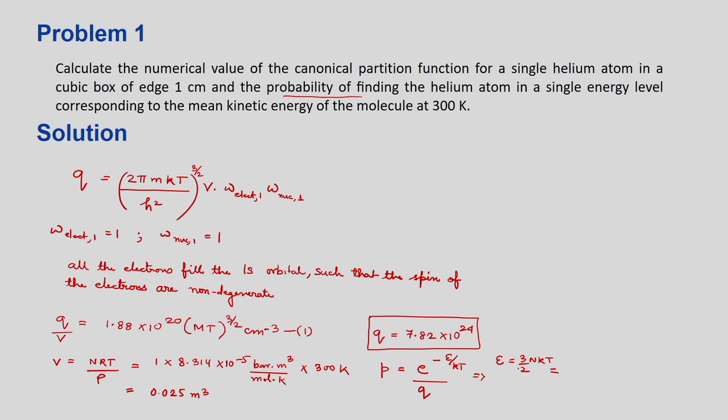So, you just substitute E by minus 3, this is 3 by 2 nkt. So, this will take the form minus of 3 by 2 nkt by kt by q. Now, the expression here takes the form, this kt, kt cancels out, n is 1. So, you just have e to the power of minus 3 by 2 by q. So, if you see this value with respect to q given here, it is almost negligible, that is close to 0, because e to the power of minus 3 by 2 by such a huge number is almost close to 0. So, it means the chances of observing a helium atom at this temperature, temperature is 300 Kelvin, is almost 0. So, you cannot see a helium atom at 300 Kelvin with its mean kinetic energy, that is 3 by 2 nkt.